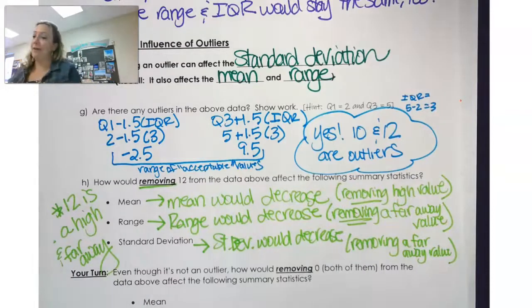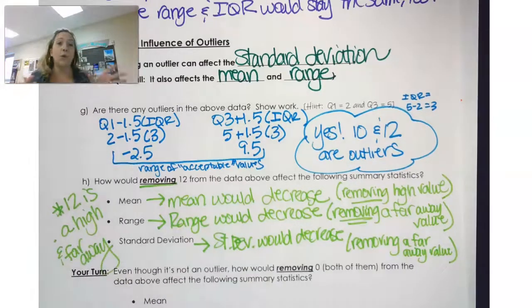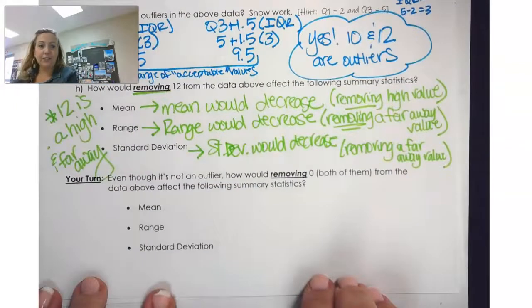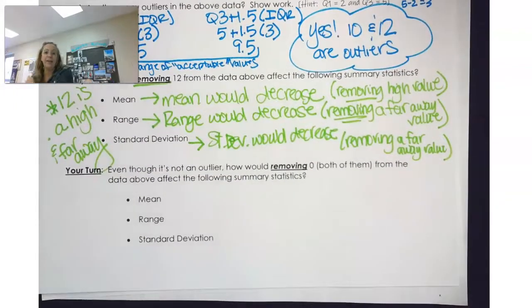So pay attention to that in the homework, if they're asking you if you're putting the value in or if you're taking the value out. Okay. So let's try this one. Even though it's not an outlier, how would removing 0, and I know there were 2 of them, how would removing 0 from the data affect these summary statistics?